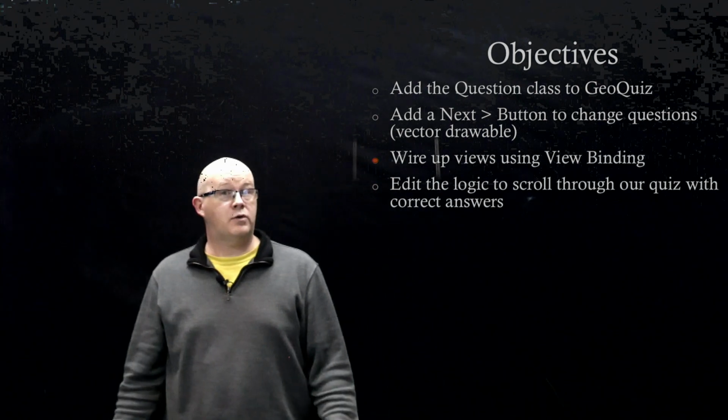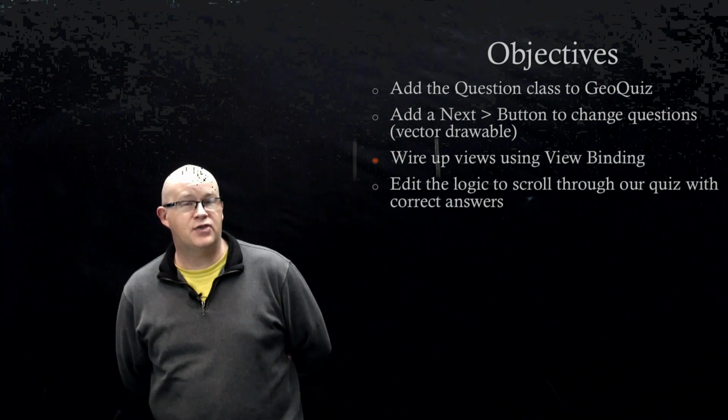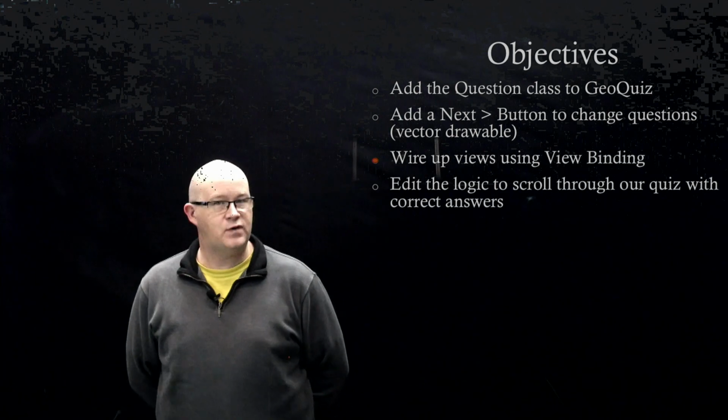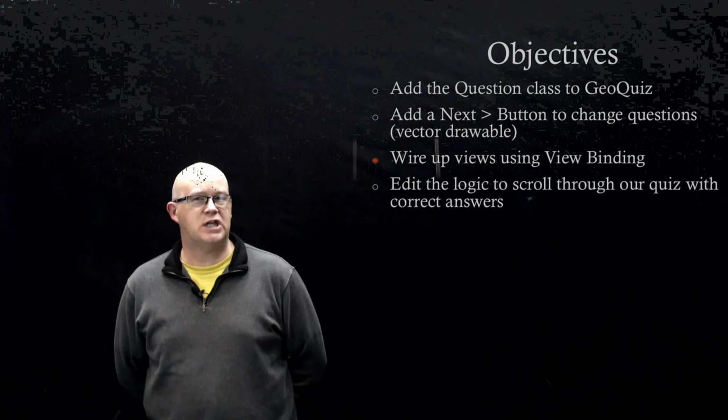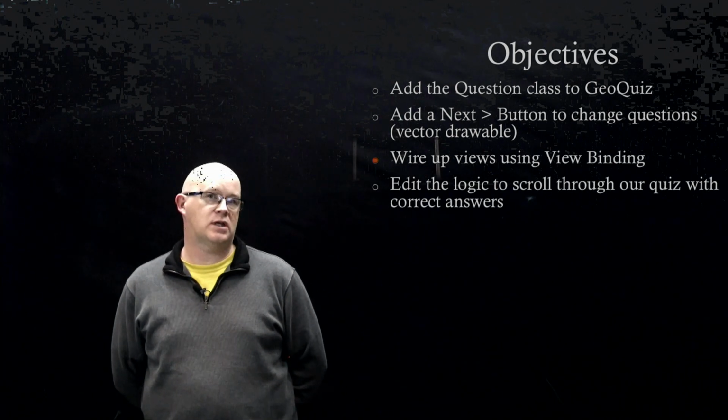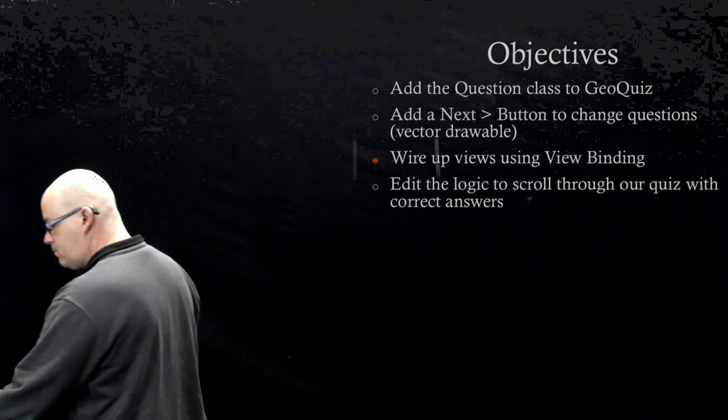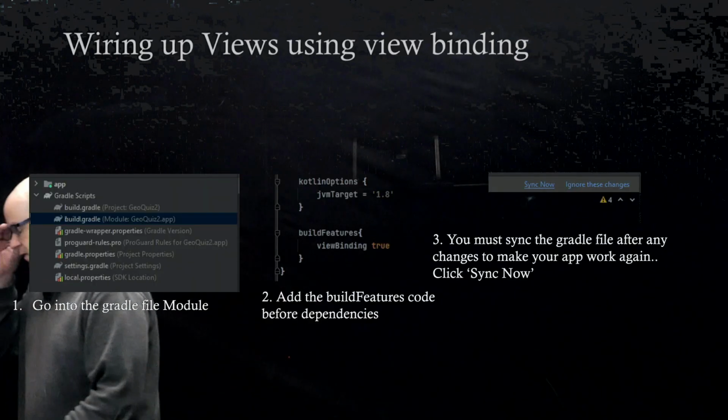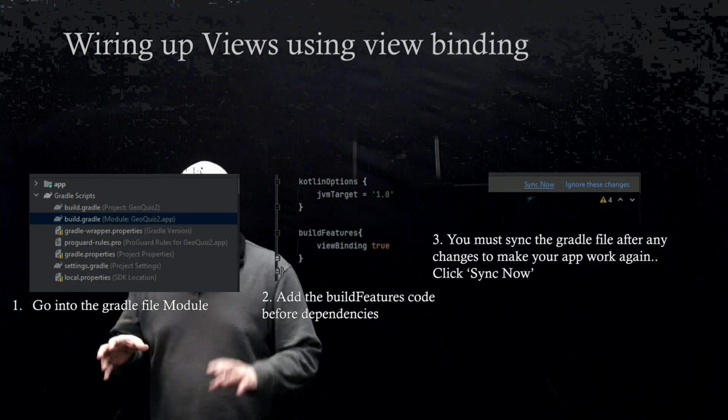All right, part 3 of chapter 2 of CSE 3200. Wire up views in a different way than we did in chapter 1, this time by using view binding. Now I'm going to stick here in the slides for a bit because it's more of a talky thing.